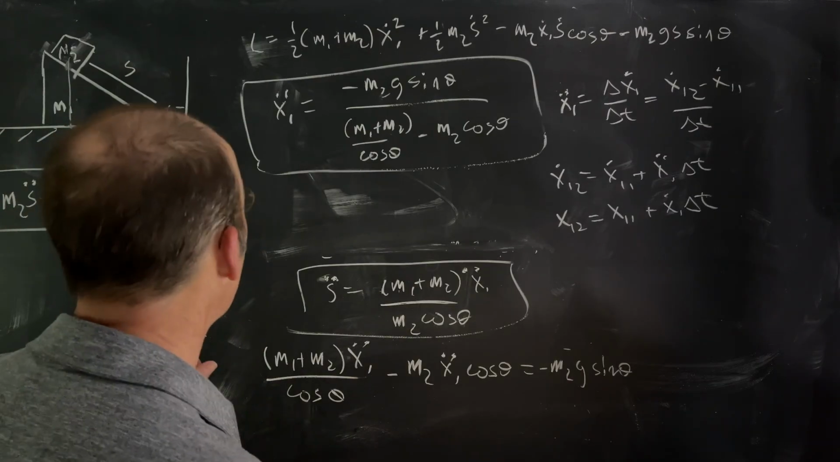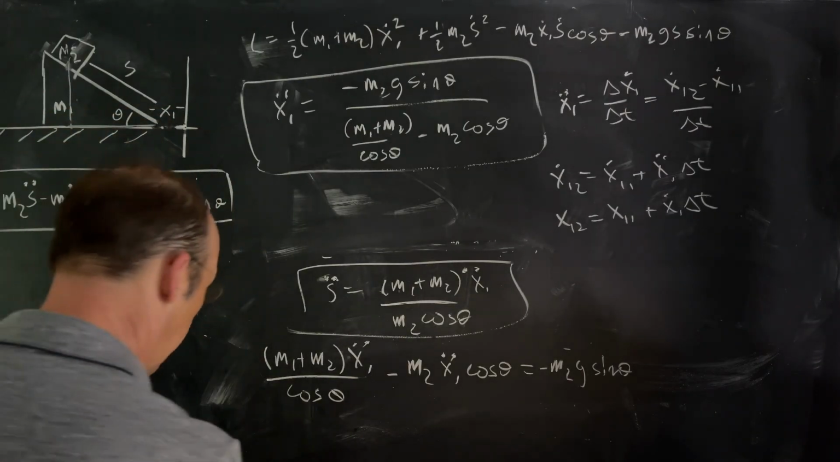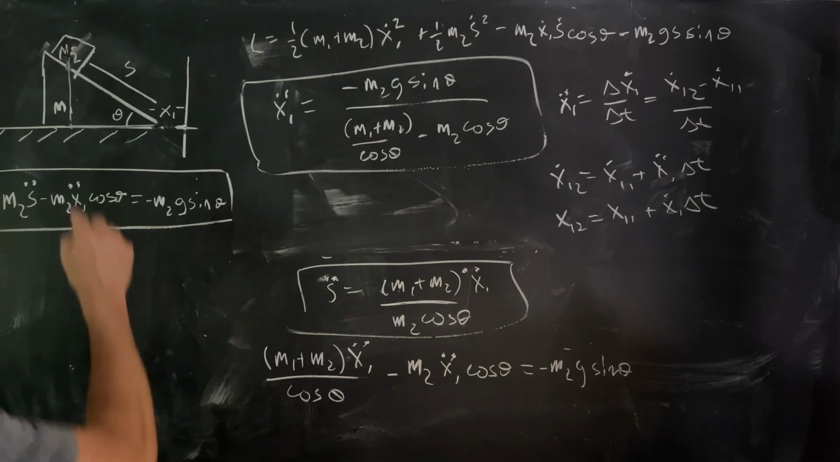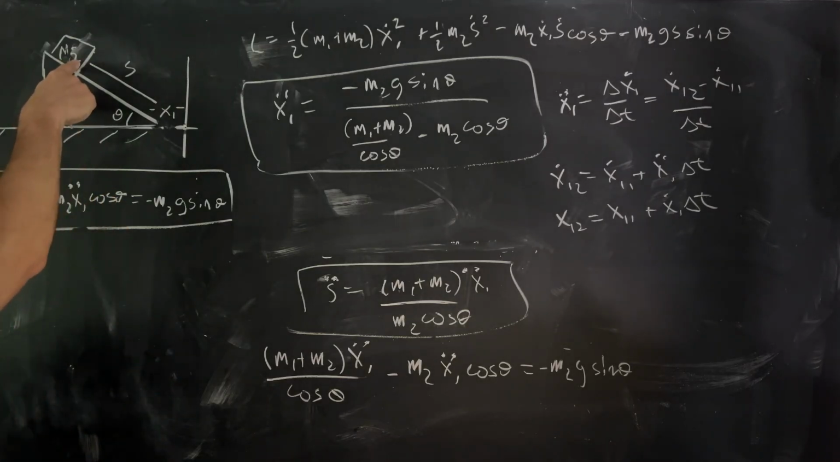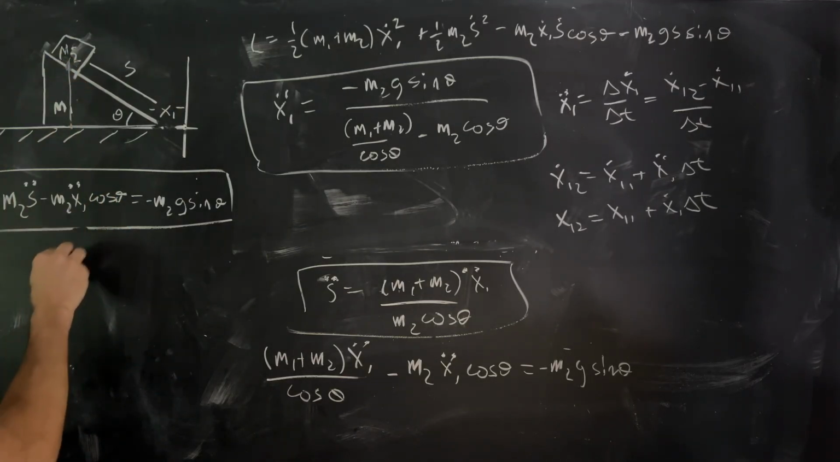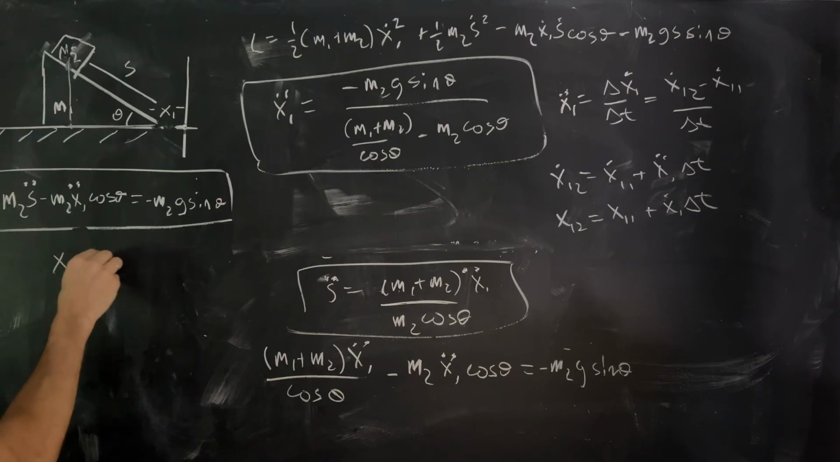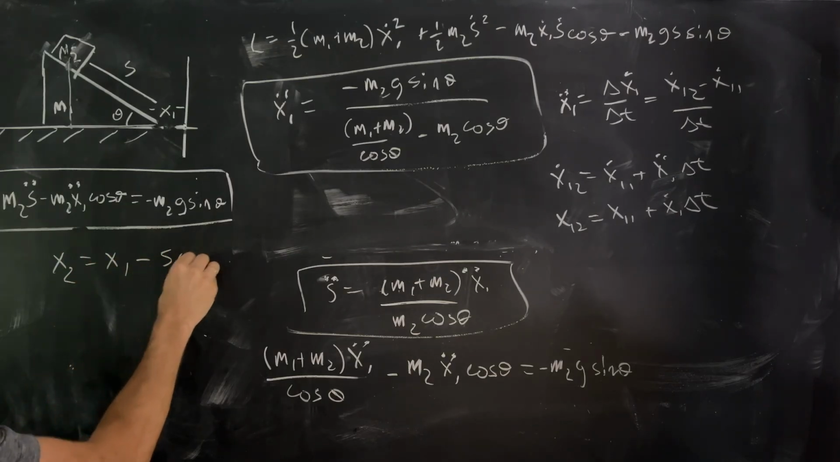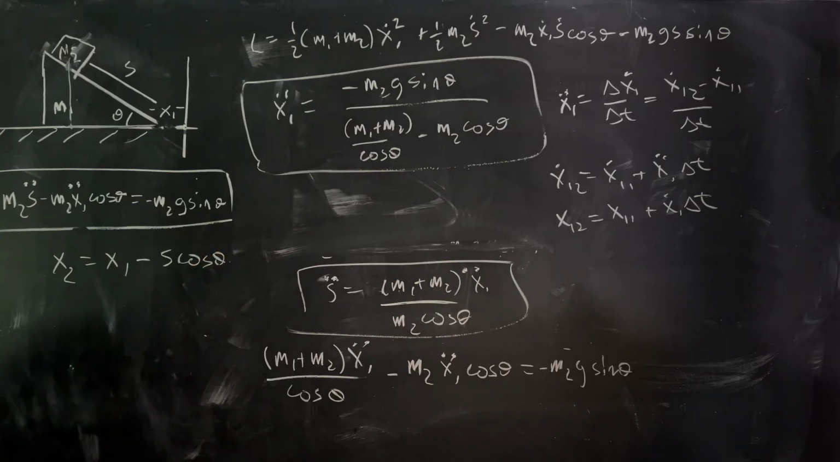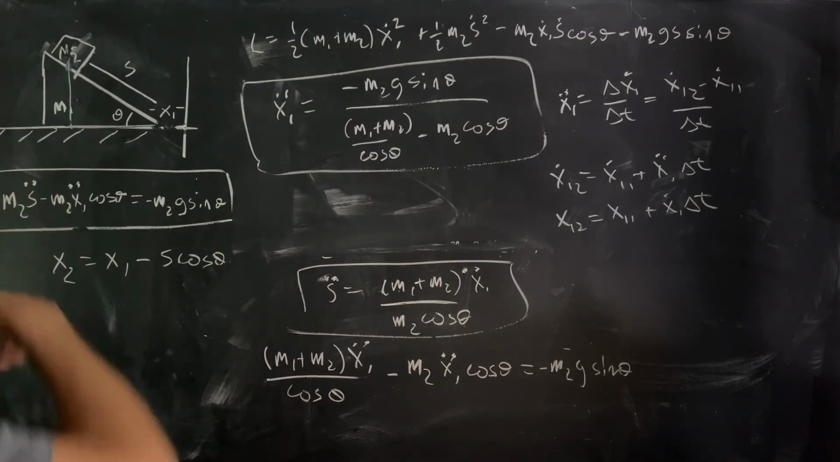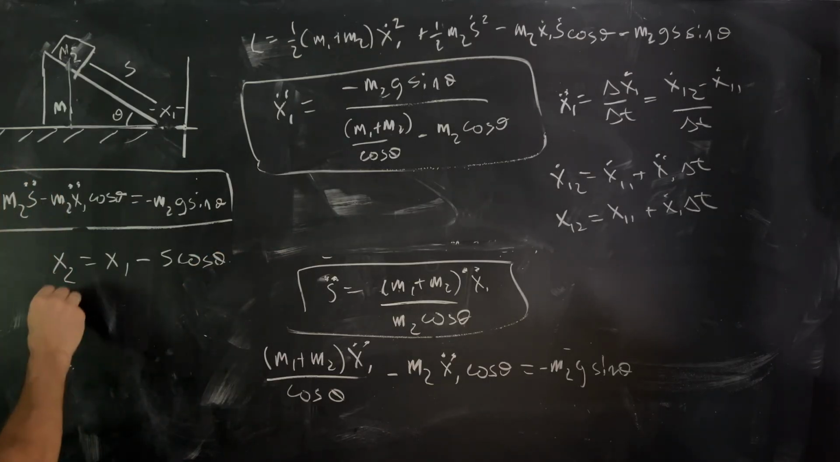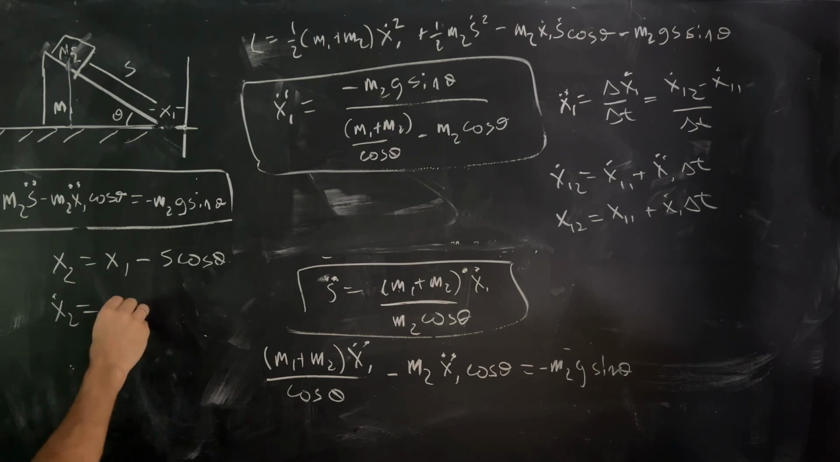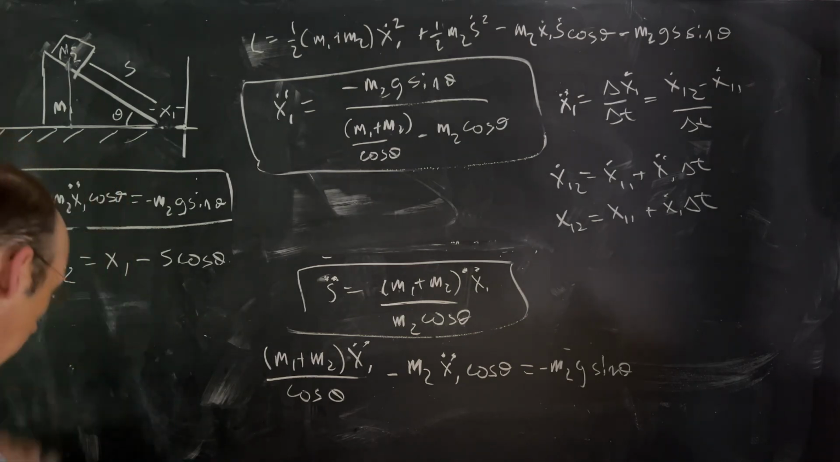Now, remember, I'm going to write this down because it's going to be important at the end. Remember, if I want to find the actual x and y positions of this, in particular the x position, x2 is actually going to be equal to x1 minus s cosine theta. Right? I'm going to use that. And then we also have x2 dot. The velocity is x1. We don't need that. Let's just go. Python time.